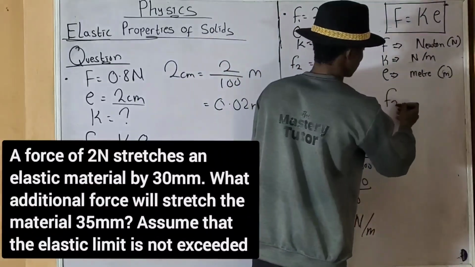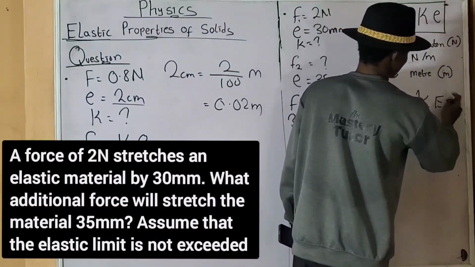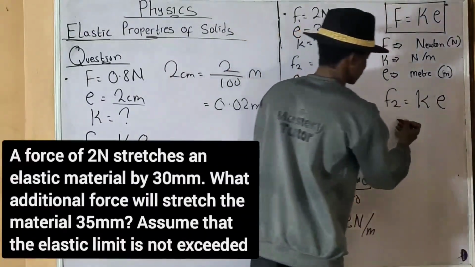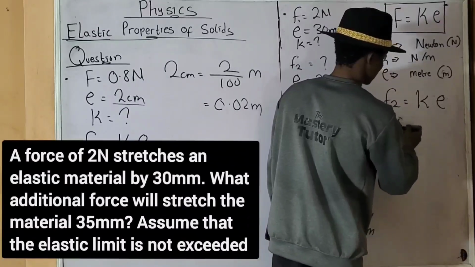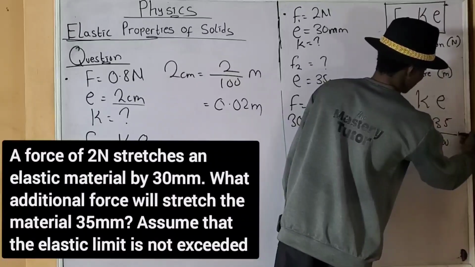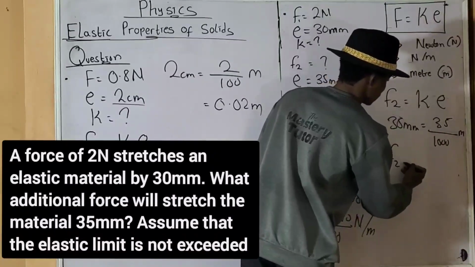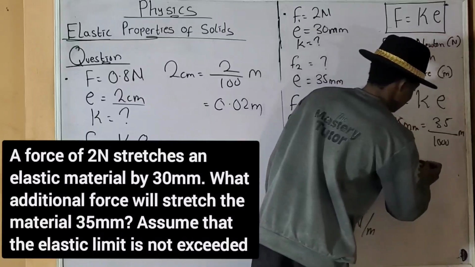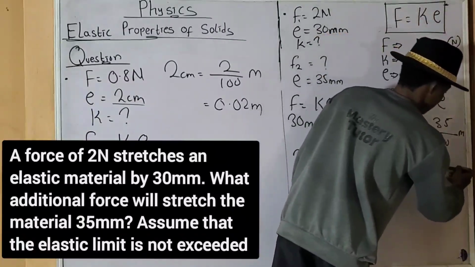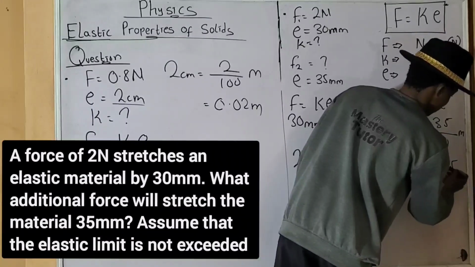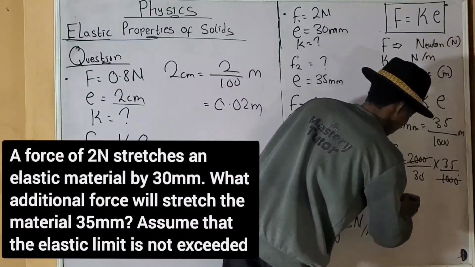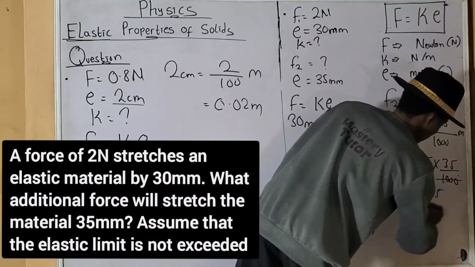Now, F2 is equal to KE. Okay, the E is small letter now. E is 35 millimeter. So 35 millimeter will be equals to 35 all over 1000 meter. You understand? So I'm going to have F2 is equals to K, which is 2000 all over 30 multiplied by E. E is what? 35 over 1000. Okay. So here, 1000 here, I'm going to have 2. F2 is equals to 2 times 35 all over 30.